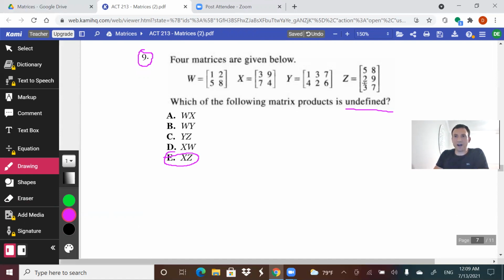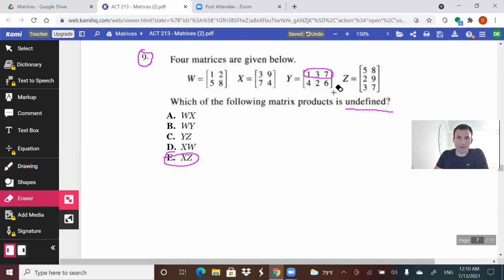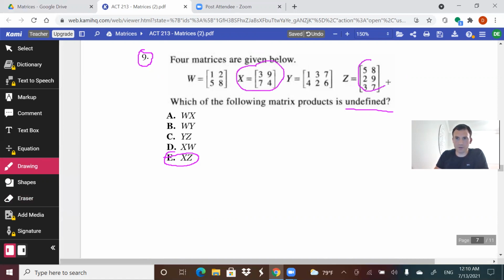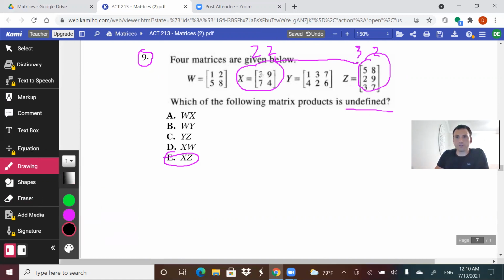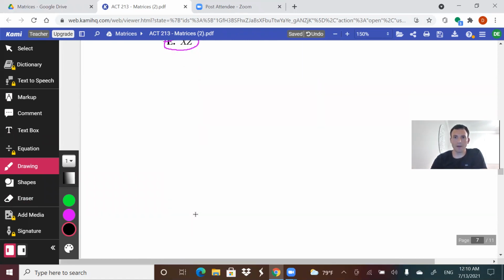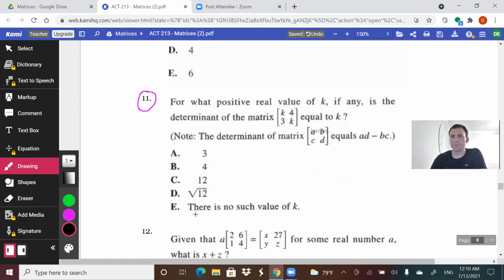But anyway, if I do these, that's Y by Z. X by Z is this one by this one. Well, this is 2 by 2, rows by columns. This has 3 rows, 2 columns. These don't match up. It won't happen. And if I try to actually multiply it, 3 times 5, 9 times 2, nothing to multiply the 3 by. So that's why that one's Z. I hope that clicks. Okay, 2 more problems.